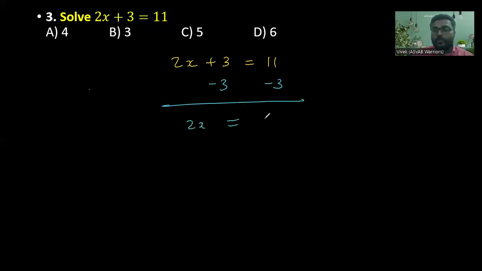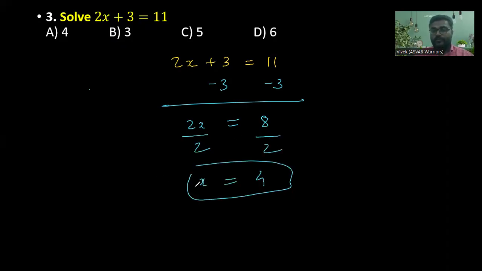2x equals 8. Now 2 is multiplied with x. What will I do now? I will divide both the sides by 2. So we have x equals 4. That will be our answer.